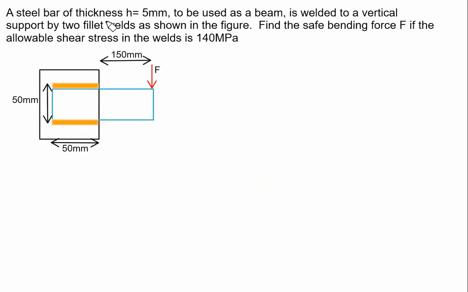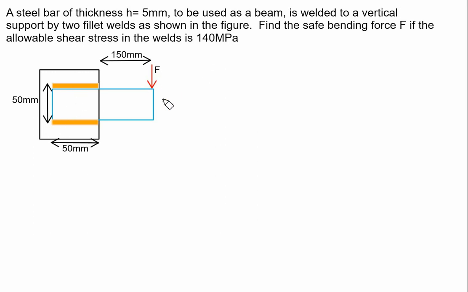A steel bar of thickness h equal to 5 mm, to be used as a beam, is welded to a vertical support by two fillet welds as shown in the figure. Find the safe bending force F if the allowable shear stress in the weld is equal to 140 megapascal. So we have to find out here the force. We have two fillet welds.